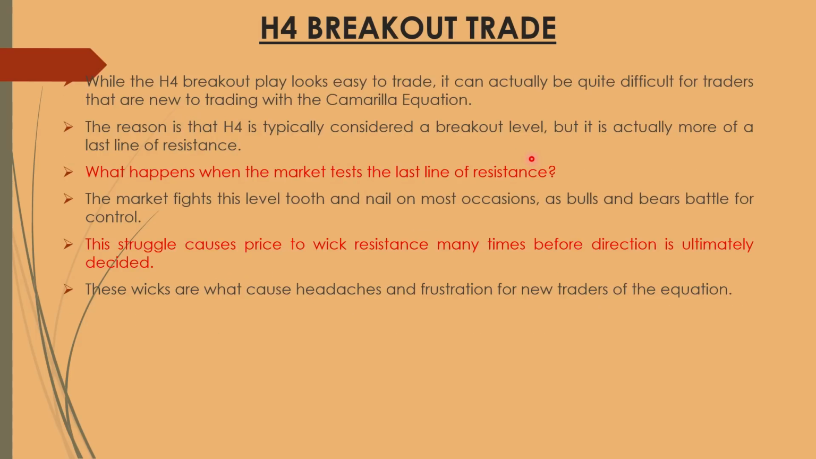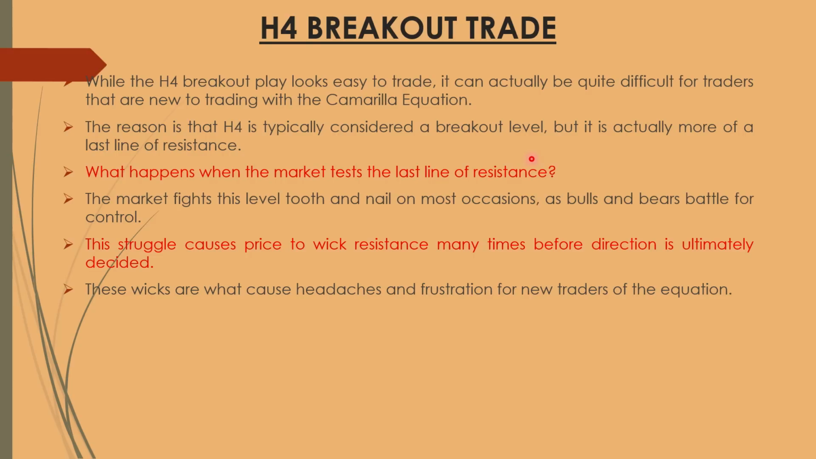While the H4 breakout play looks easy to trade, it can actually be quite difficult for traders that are new to trading with the Camarilla equation. The reason is that H4 is typically considered a breakout level, but it is actually more of a last line of resistance. What happens when the market tests the last line of resistance?